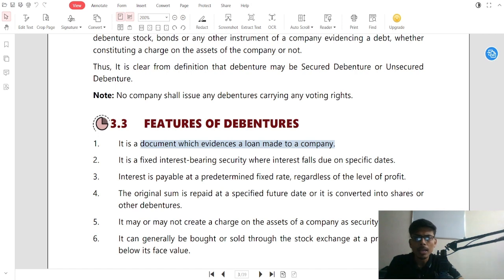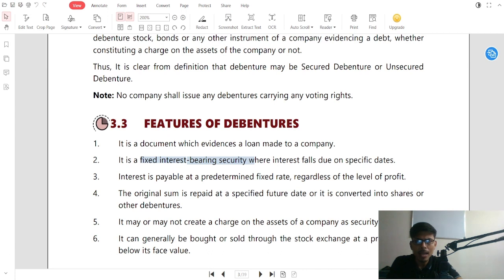Second, it is a fixed interest bearing security. You already discussed it's a fixed interest bearing security, which includes a specified date on which the interest is to be paid. Let's say 30th June every year, or 31st December every year, or maybe 30th June and 31st December every year, means twice a year the interest will be paid on the debenture. So it is a fixed interest bearing security because the interest on a debenture is fixed, guys. The interest on the debenture will definitely be a fixed one. Okay, let's go next.